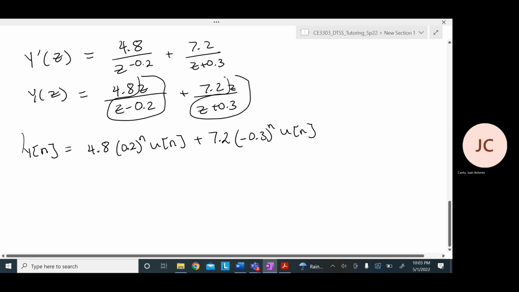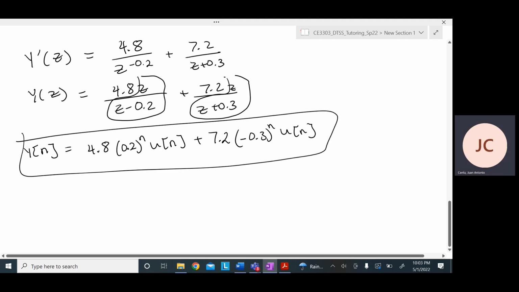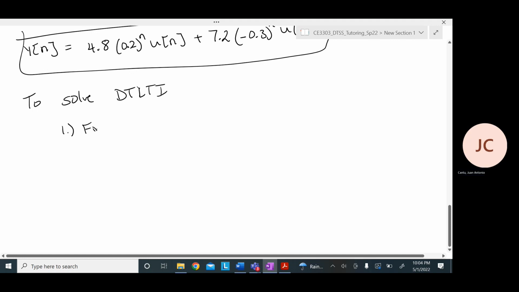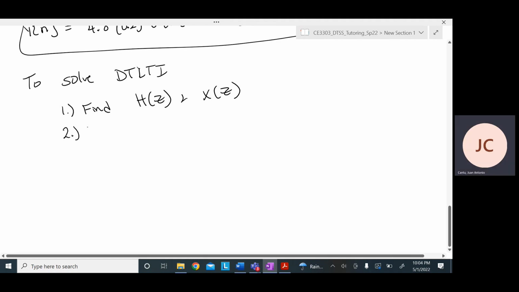And that's how we solve DT-LTI systems using the z transform and the transfer function. So I'm going to write the general steps for that. To solve DT-LTI, the first step is to find your transfer function H of z and transform your input signal to X of z. The second step is to multiply those two to get Y of z. Y of z is equal to H of z times X of z.